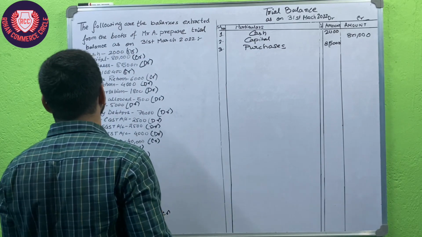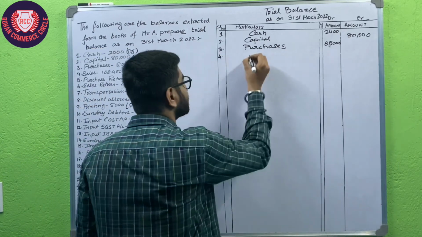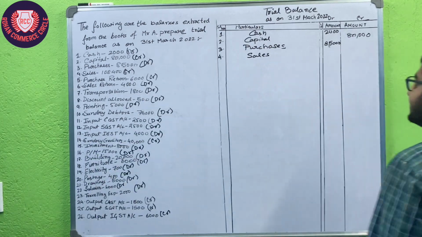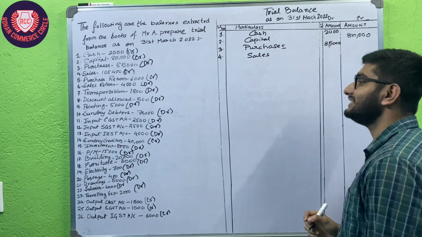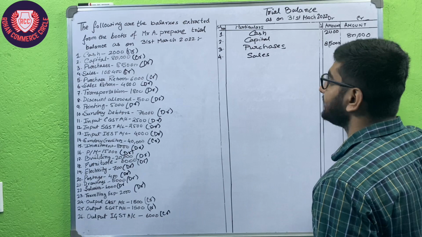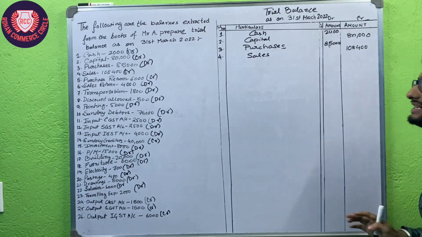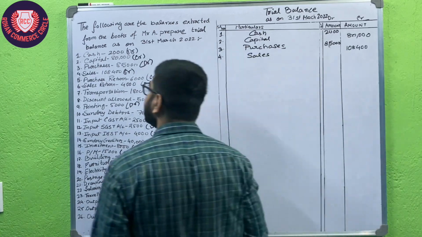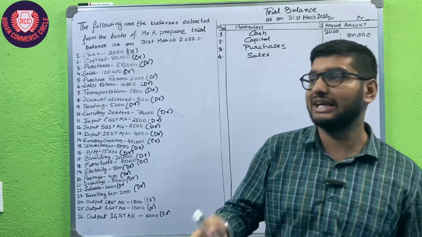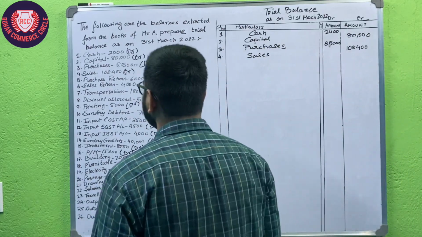Okay. Next, the fourth one is sales. So sales, you have a credit balance, right? Sales is a revenue, so revenue increases, we have a credit balance. So we will write 1,08,400 as credit balance. I hope you are understanding this, right students? If you are not understanding, please do pause the video and see it again so that you can understand it. This is a very important concept of trial balance, right?